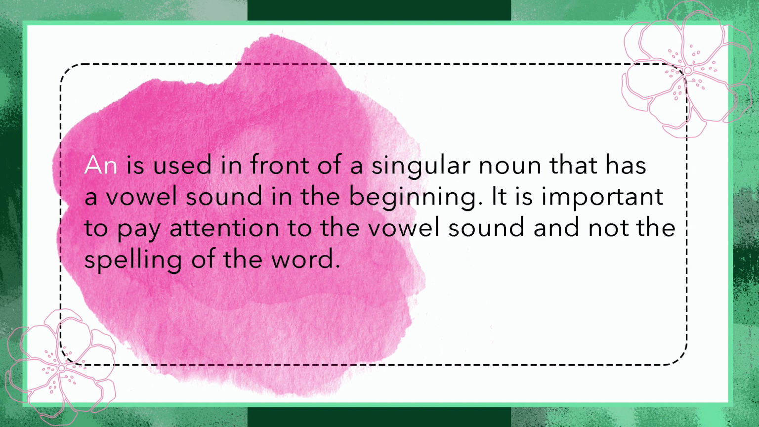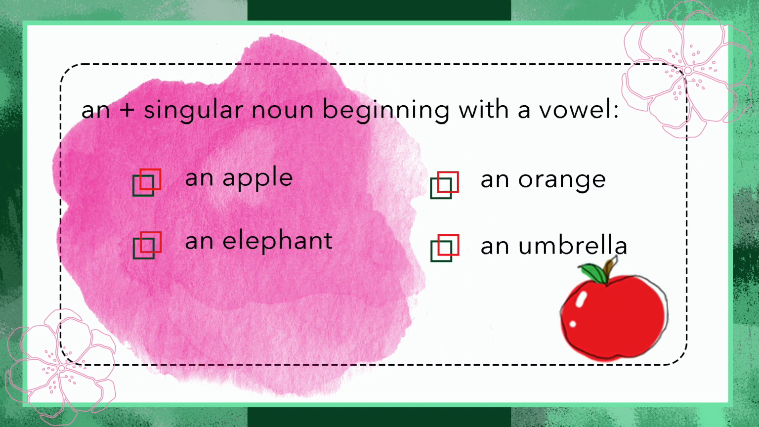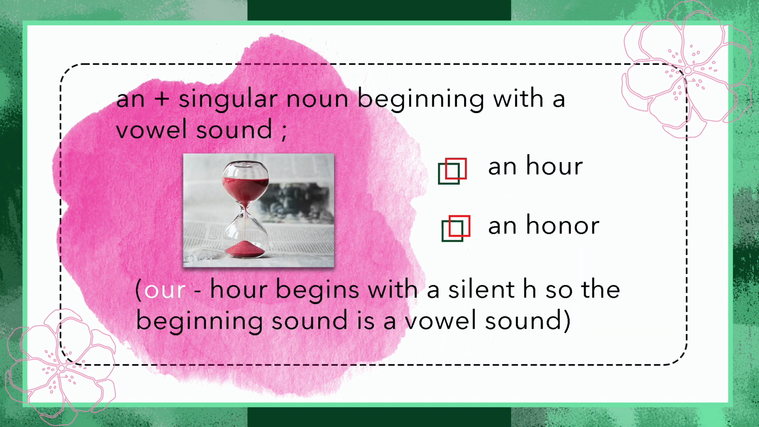An is used in front of a singular noun that has a vowel sound in the beginning. It is important to pay attention to the vowel sound and not the spelling of the word. An plus singular noun beginning with a vowel. An apple, an elephant, an orange, an umbrella. An plus singular noun beginning with a vowel sound.